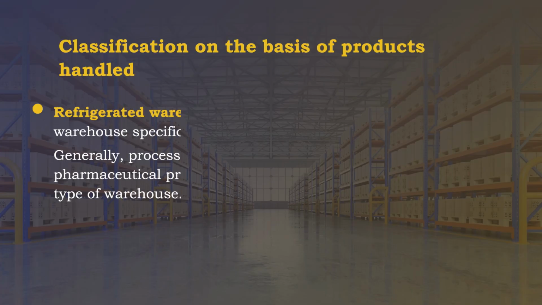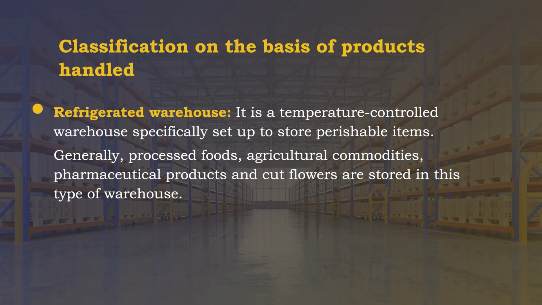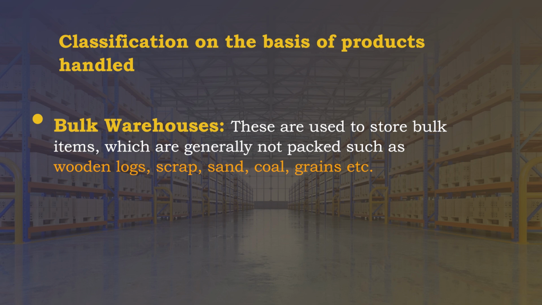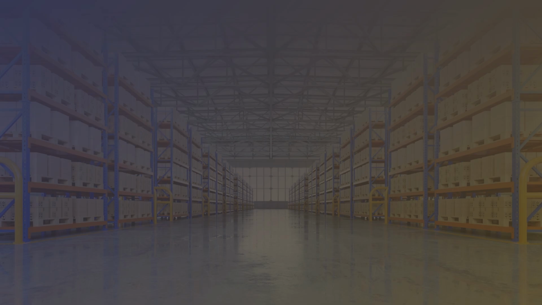Next, classification on the basis of product handling. A. Refrigerated warehouse. It is a temperature controlled warehouse specifically set up to store perishable goods. Generally, processed foods, agricultural commodities, pharmaceutical products and cut flowers are stored in this type of warehouse. B. Bulk warehouses. These are used to store bulky items which are generally not packed, such as wooden logs, scrap, sand, coal, grains, etc.